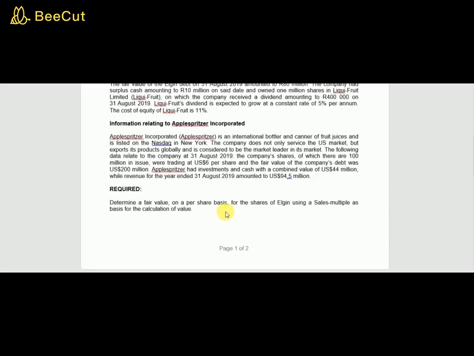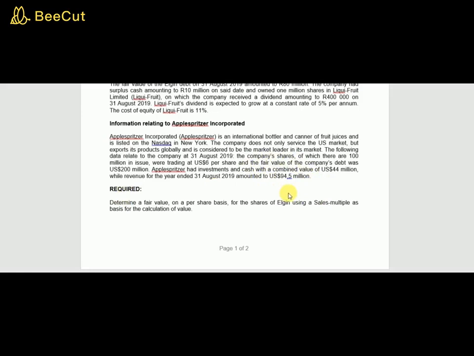Then we know that there's another similar company to Algen that is called Apple Spritzer. Same information as there's been previously. The following data relates to the company as at 31st of August 2019. Company shares, they're 100,000 in issue. They were trading at 6 Rand per share. And the company's debt was a fair value of 200,000. Apple Spritzer has investment in cash, again a dissimilar asset, of 44 million, with revenues amounting to 94.5 million. Obviously, we need that revenue figure in order for us to determine the multiple value.